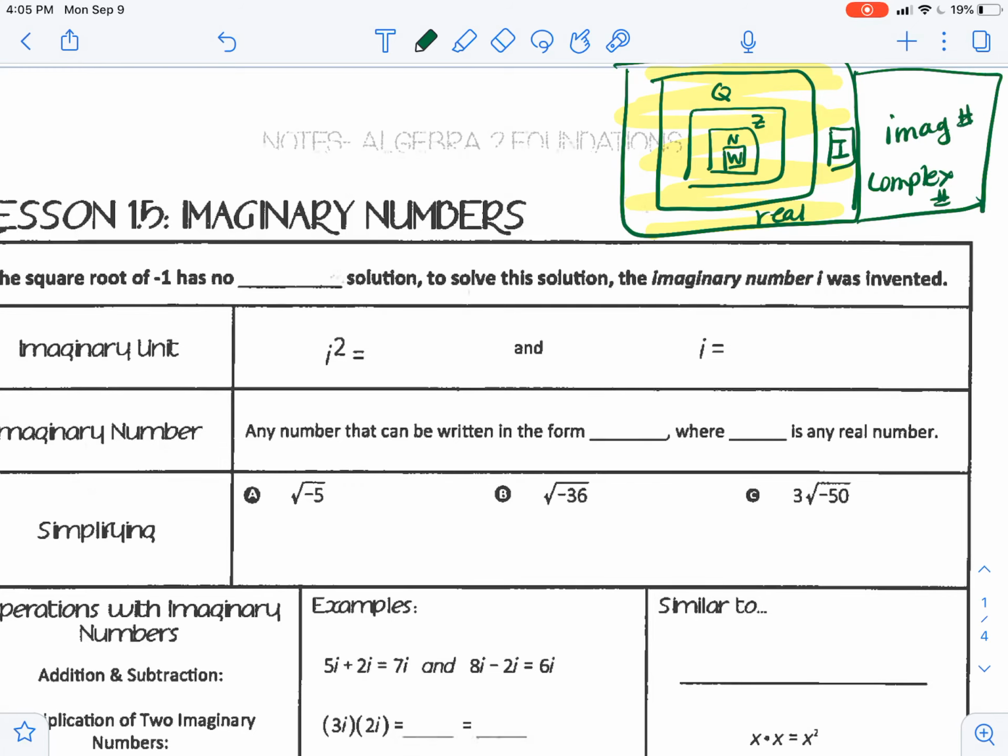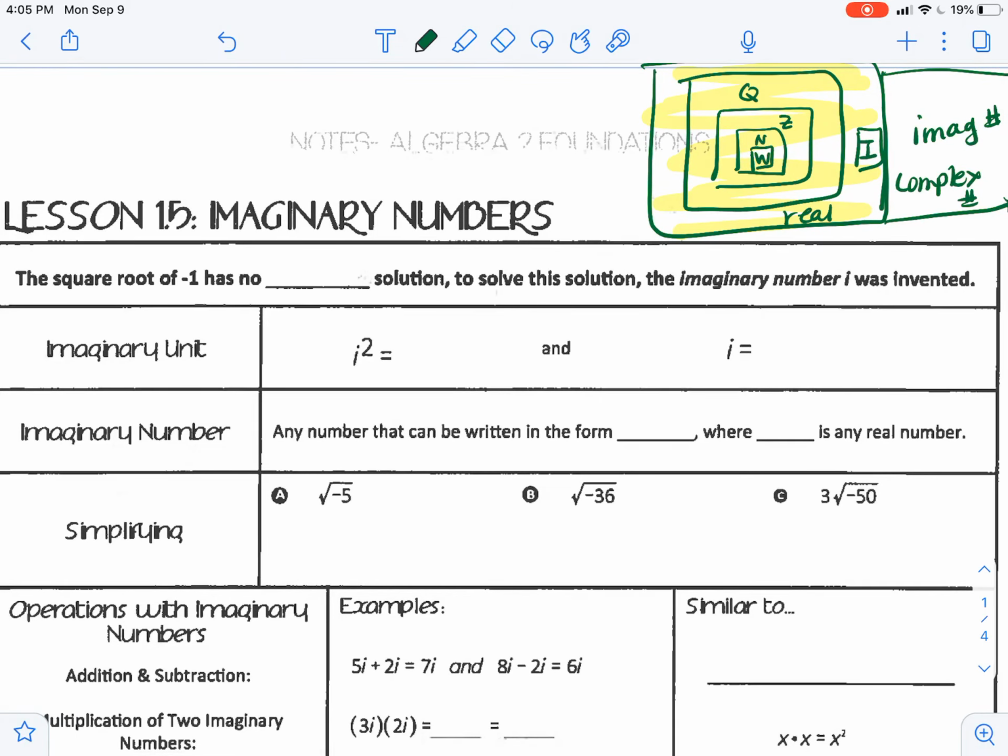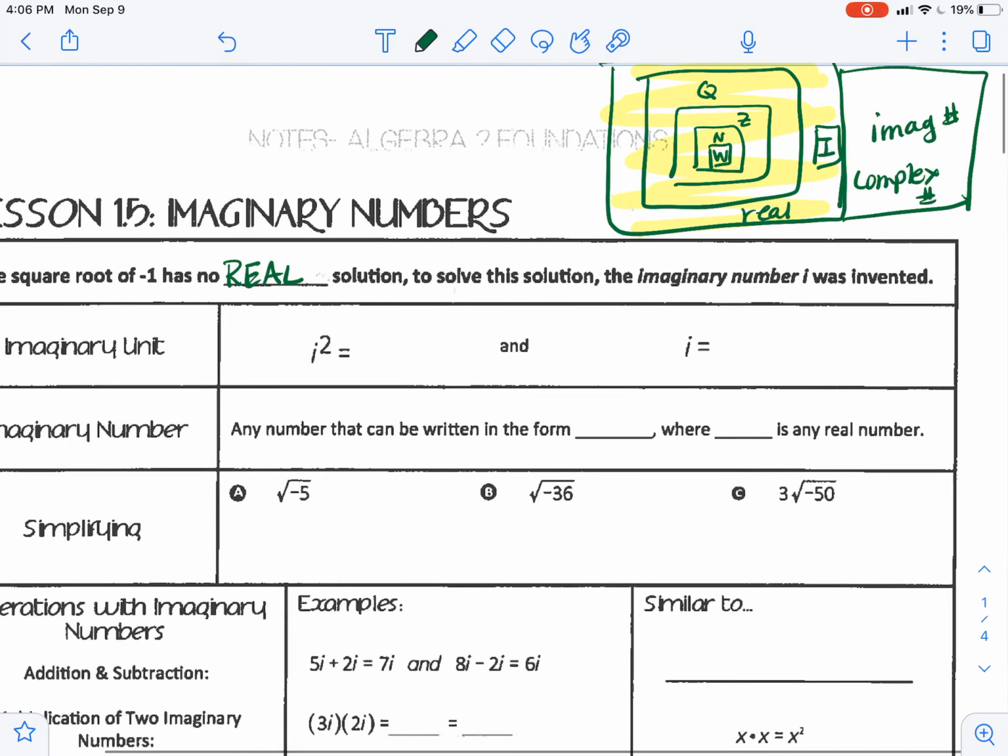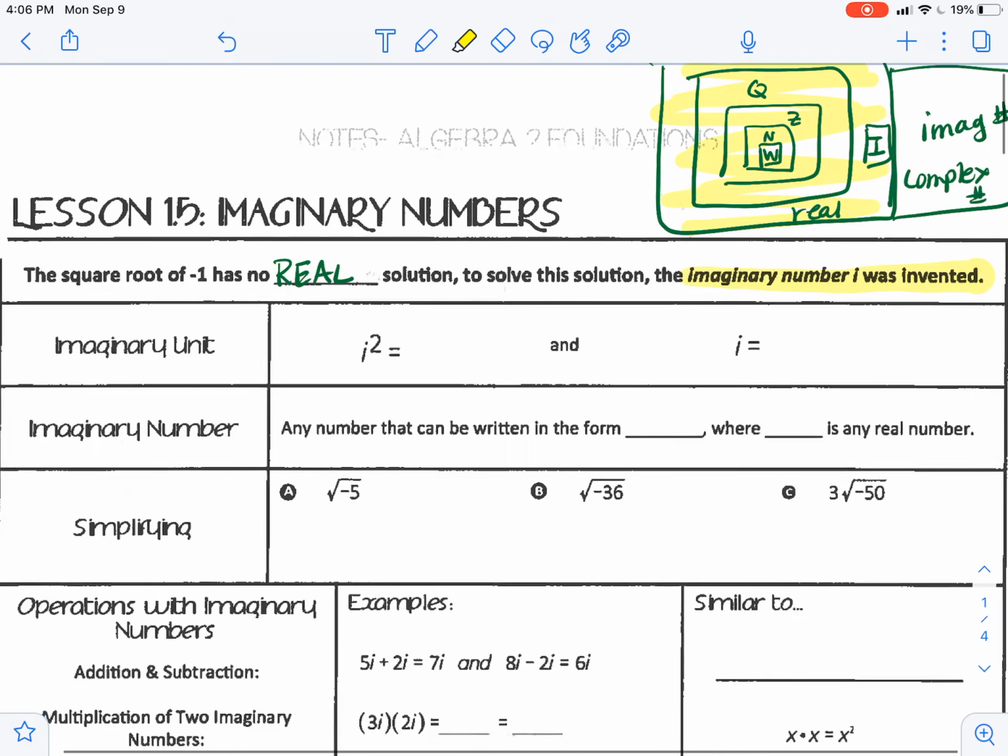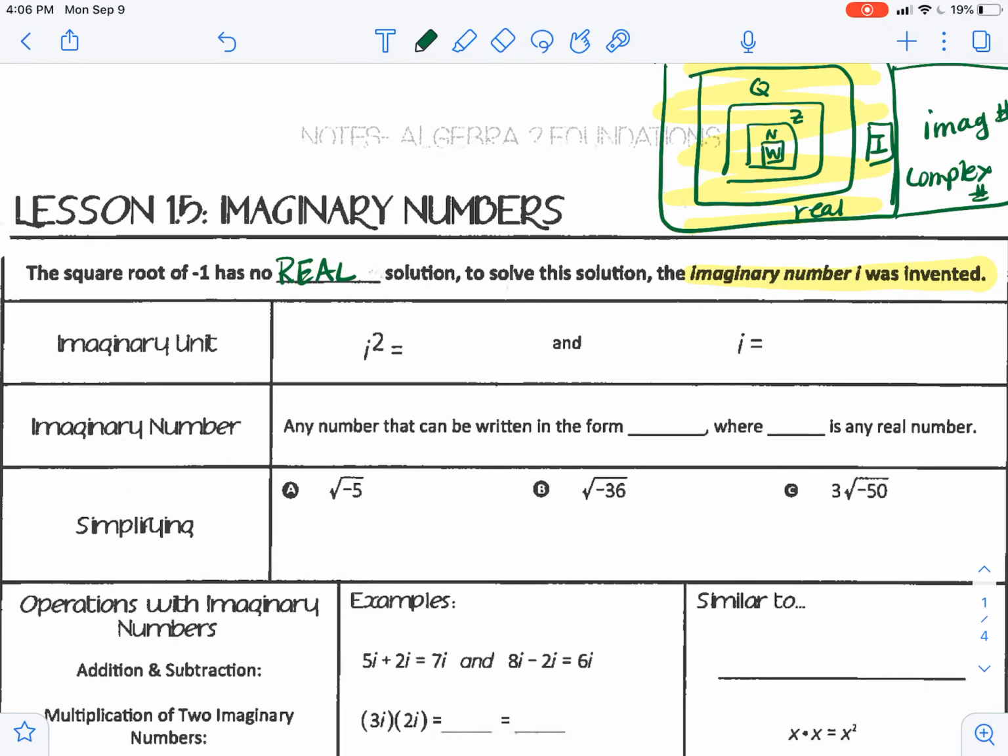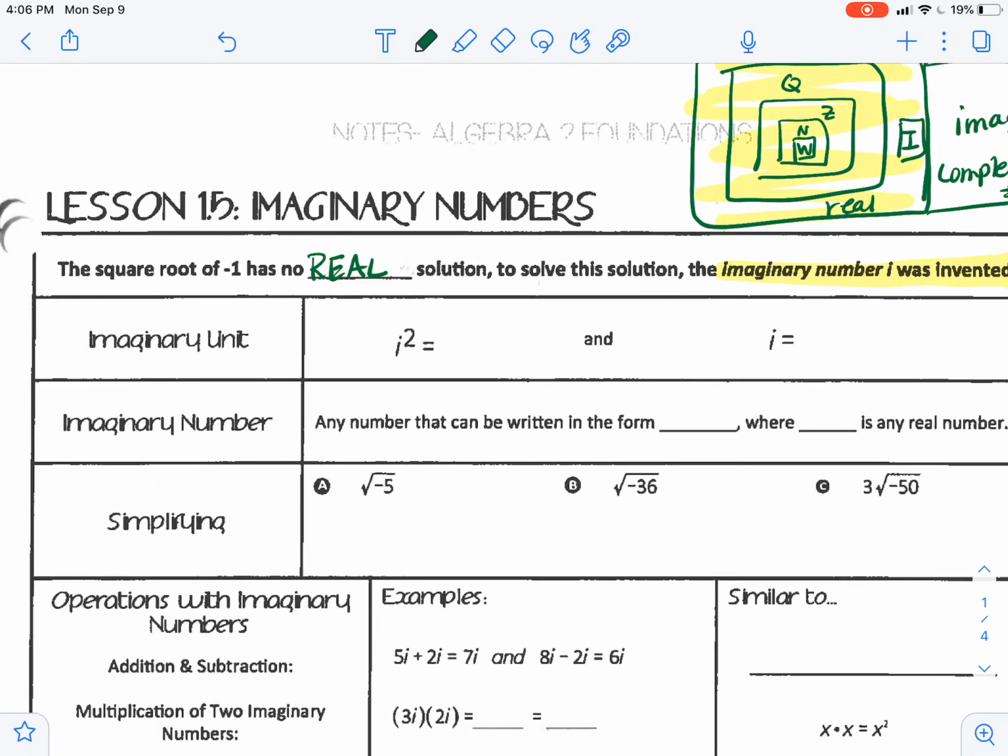So let's go back then to this first sentence. The square root of a -1, we would say it has no real solutions. Again, they are going to be imaginary. And that's why we invented the imaginary numbers, okay? So let's go back. I wish they had given you a little better space, but we're going to do the square root of a -1 equals i, okay?